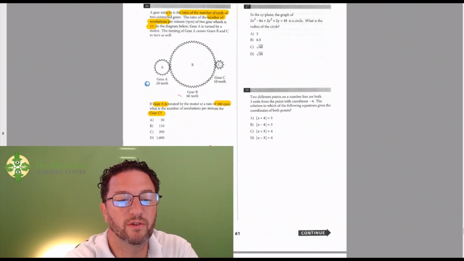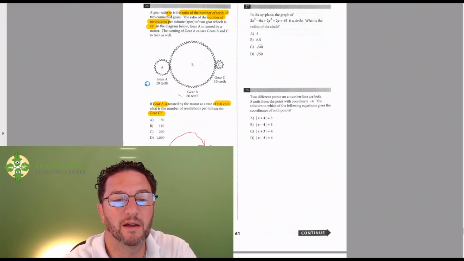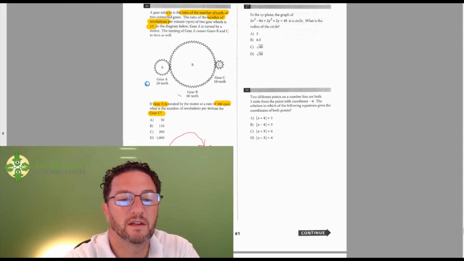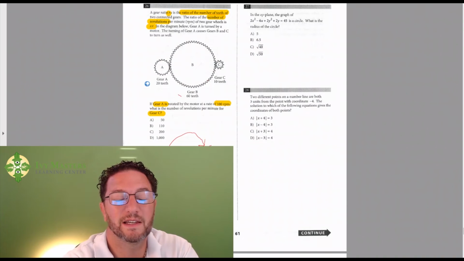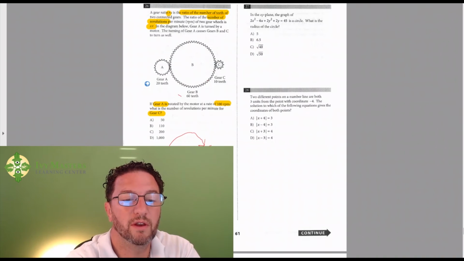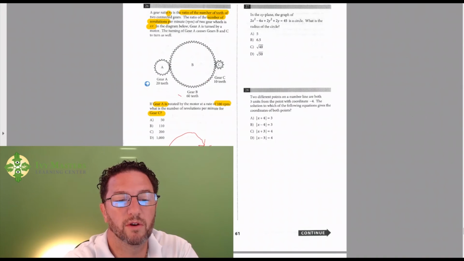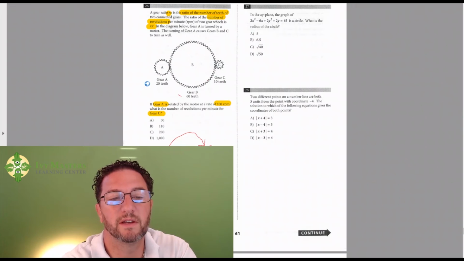Now, the question's asking gear A rotates 100 RPM. So if this goes to 100, notice the relationship between gear A and gear C. If gear A spins 3 times, gear C is going to spin twice that, 6 times. So we don't even have to worry about the gear in the middle. We just have to worry about this one right here. And again, it's going to spin twice as much.